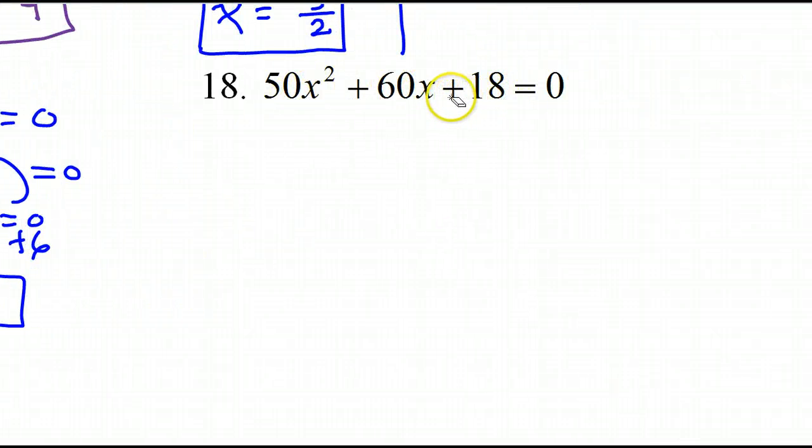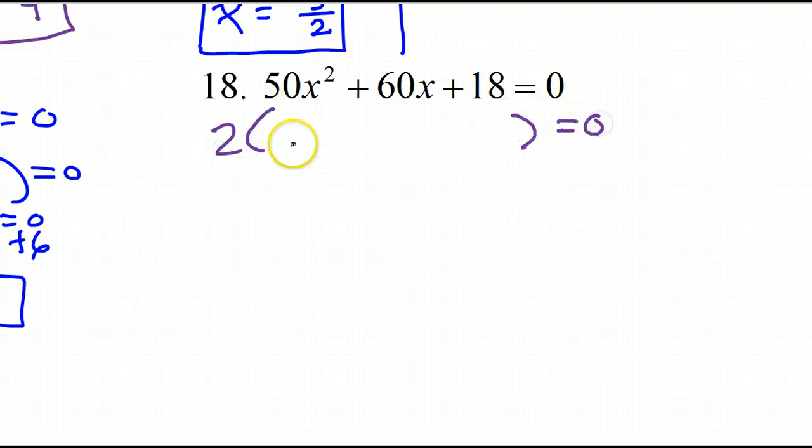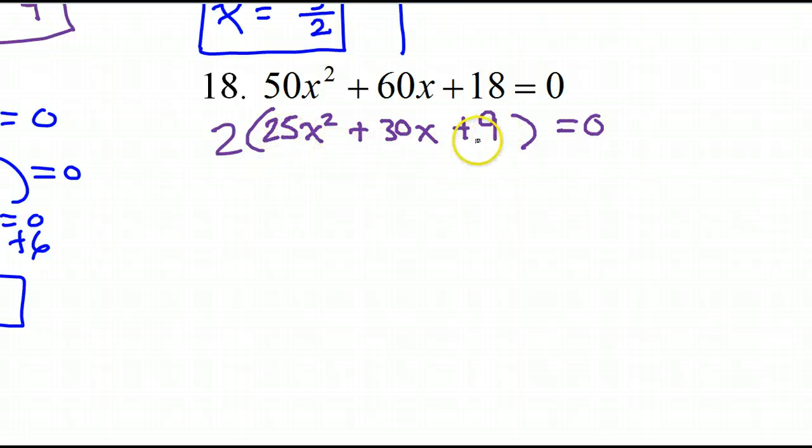Alright, these are all even. So at the very least, they are all divisible by 2. So let's do that and see what happens. If I divide everything by 2, that's going to give me 25x squared plus 30x plus 9. Now, are there any common factors now, or is that it? Alright, there are no common factors now, so that means I can just keep going. So there's my 2, and I'm going to just keep factoring this more. Got to keep going.